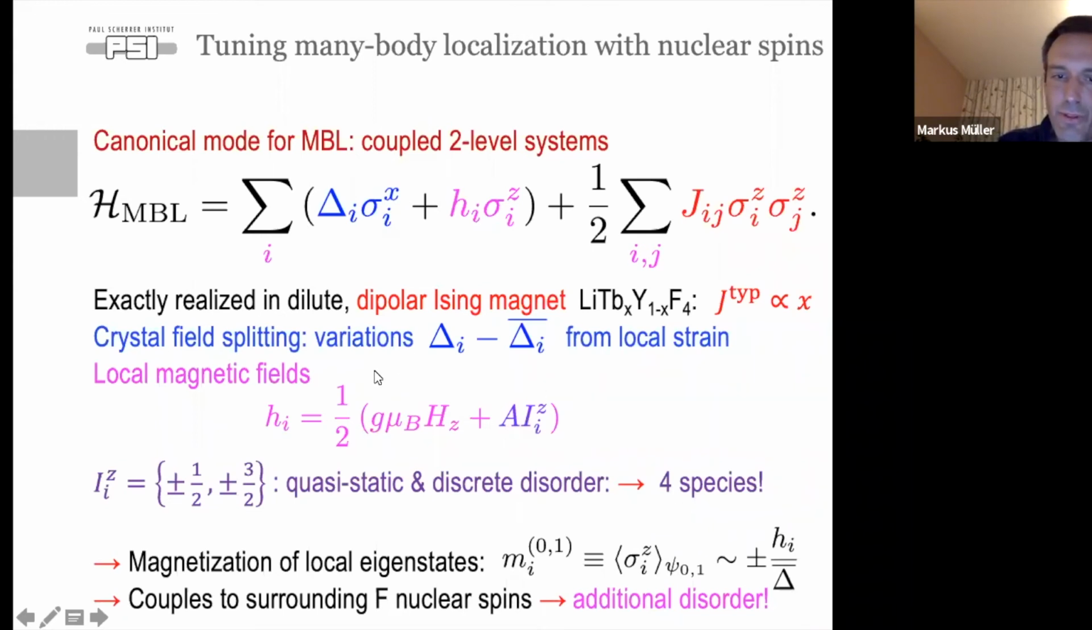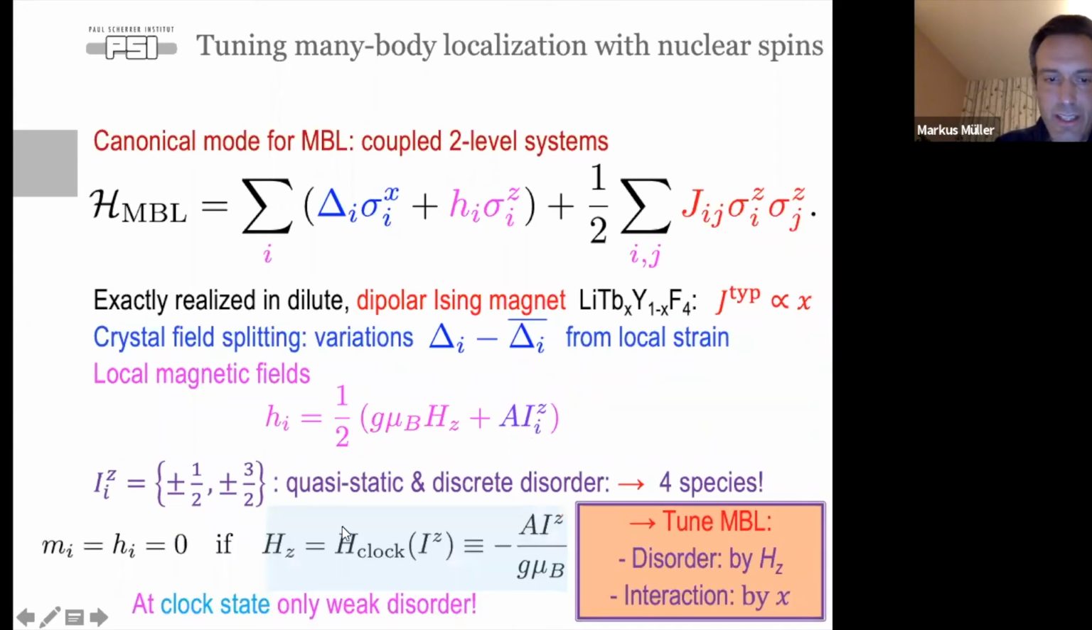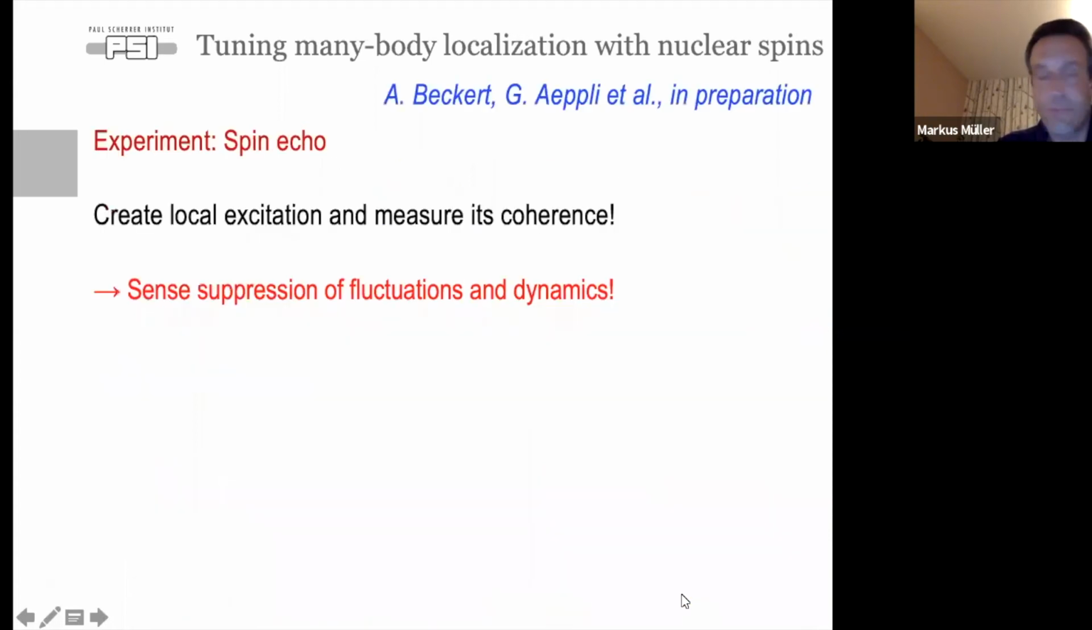So you have a knob to tune the disorder just by working with this external field here. If you adjust the external field to one of these values here, then you reduce the disorder for that particular species considerably. And that means you can tune the disorder, at least of one of the species, by tuning the external field. On the other hand, you can tune the interaction strength by playing with the dilution of your rare earth species. So you have a wonderful system that realizes essentially the canonical model of MBL, where you can tune disorder and interaction, therefore trace what is going on.